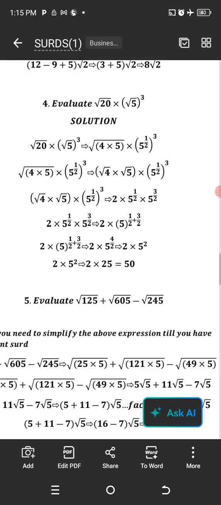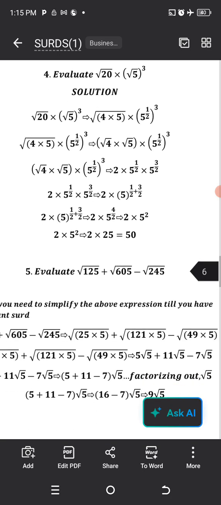Are you with me? So the expression for root 20 multiplied by the square root of 5, everything raised to power 3, can be expressed as follows. Recall, root 20 can be expressed as root 4 times 5, multiplied by inside parentheses square root of 5. I told you that a surd can be expressed in index form too. So the square root of 5 can be expressed as 5 raised to power 1 over 2, everything raised to power 3.